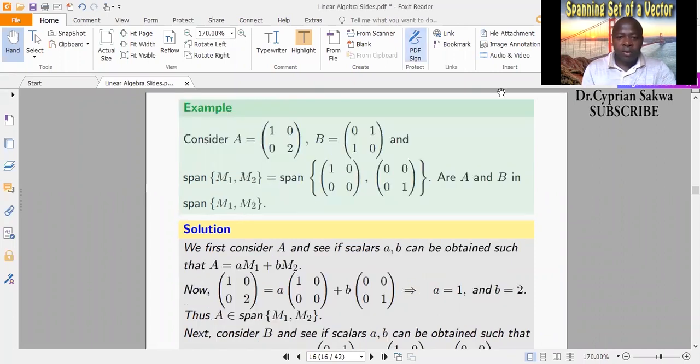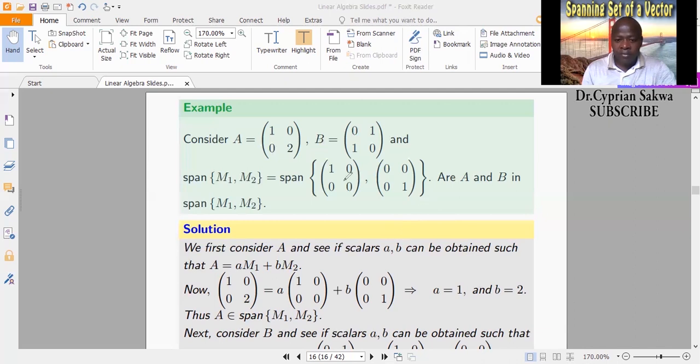This time I want to use matrices. You can use matrices, you can use polynomials, it's no problem. The logic is the same. So I'm given this matrix A, matrix B, and there's also this span. The question is, is matrix A in this span? What about matrix B? Is it in this span? So these are two questions, and we do them one after the other.